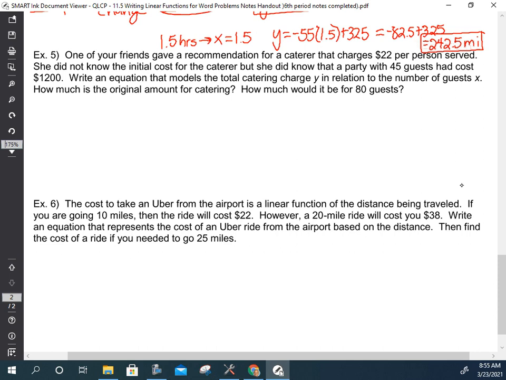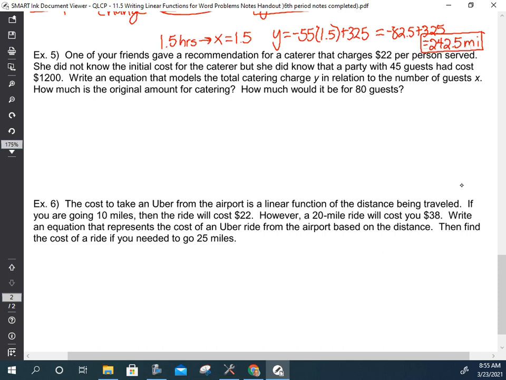One of your friends gave a recommendation for a caterer that charges $22 per person served. She did not know the initial cost for the caterer, but she did know that a party of 45 guests had cost $1,200. Write an equation that models the total catering charge y in relation to the number of guests x. How much is the original amount for catering? How much would it be for 80 guests?